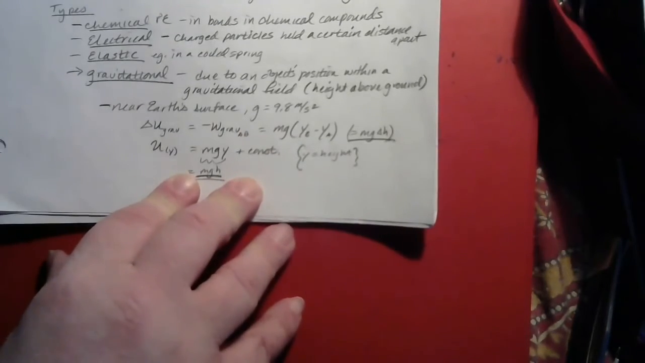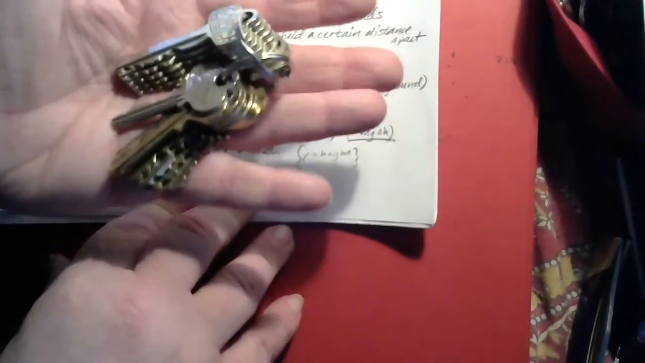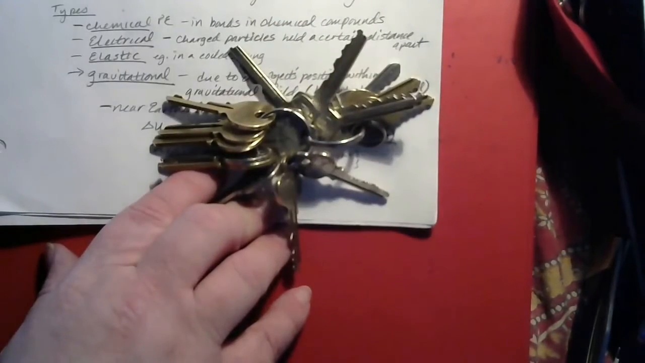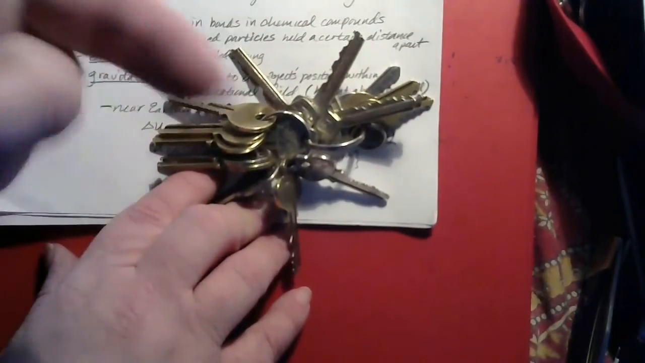And so, when I hold a bunch of keys up above the table, it takes a certain amount of work to do that. And the work that I'm doing is a work against gravity. And if I were to drop them, they will fall until they hit something like the table. And that means that when the keys are up here, they have a certain potential energy because they have a certain height above the ground. And when I drop them, they have a certain lower potential energy because their height above the ground is lower than it was before.